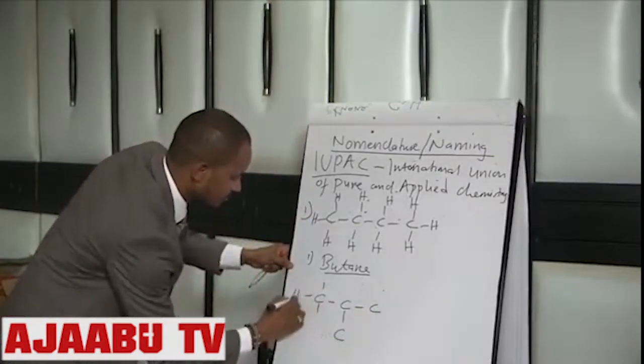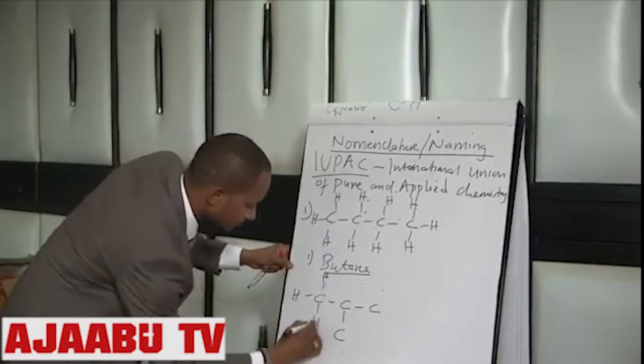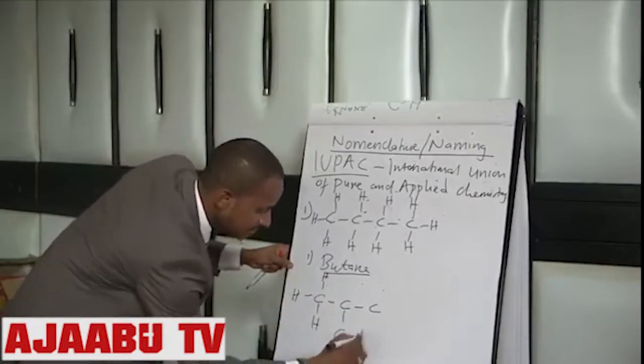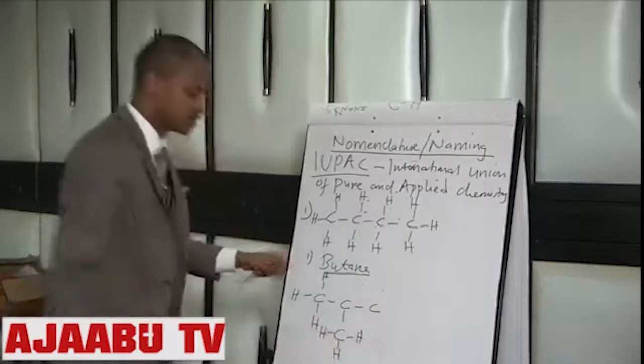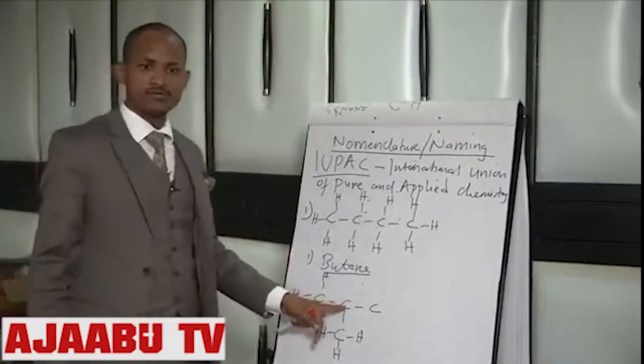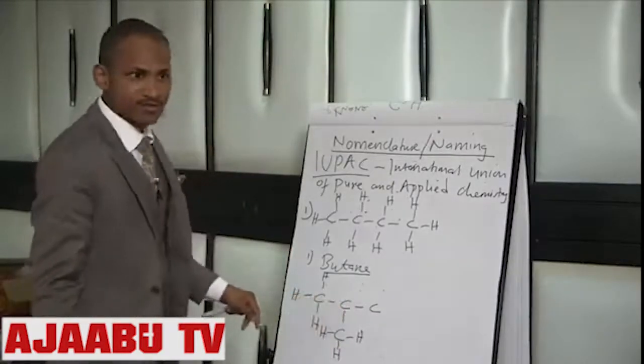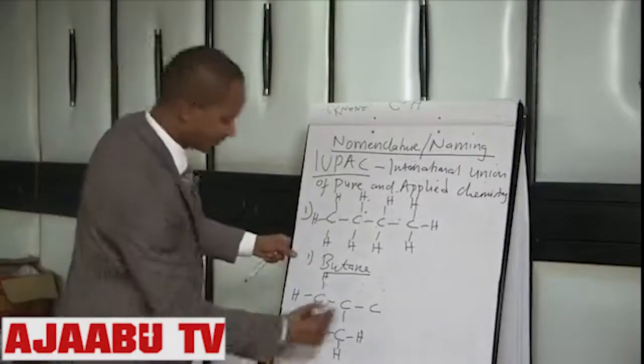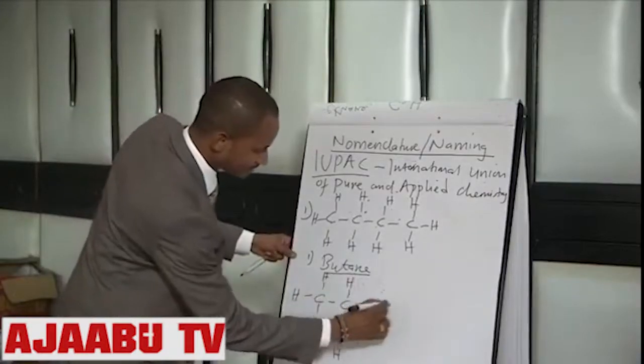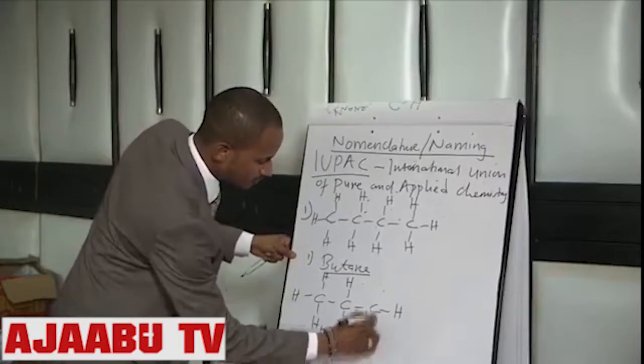What if we want to name this? Make sure you clothe it. If you don't put on a mask for the carbon, then it may be infected by corona. And you know that is now dangerous. So you clothe carbon with hydrogen.